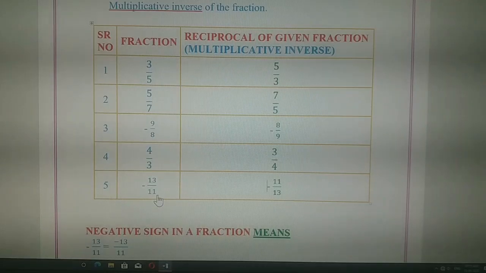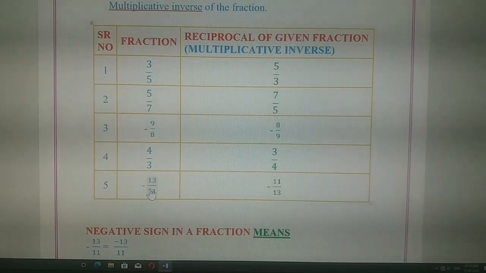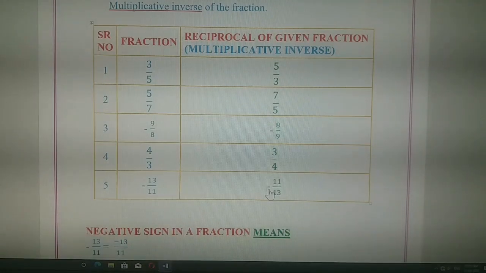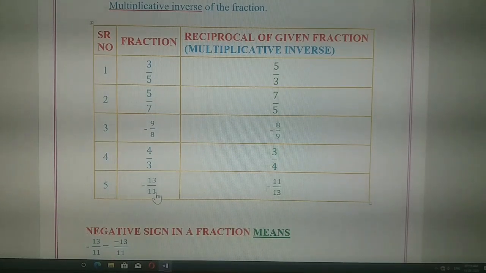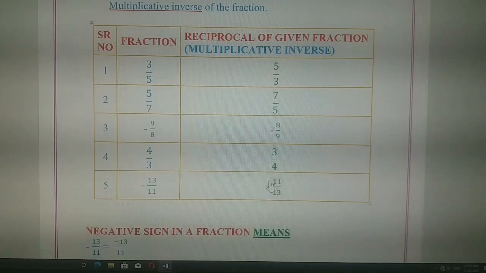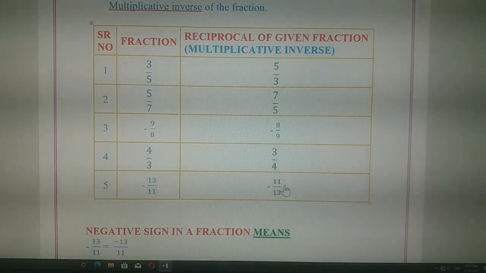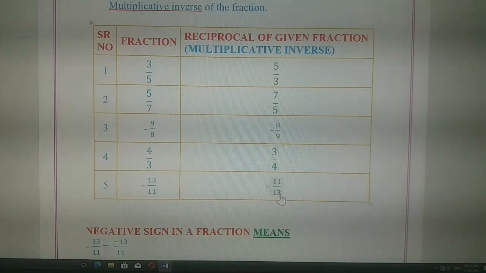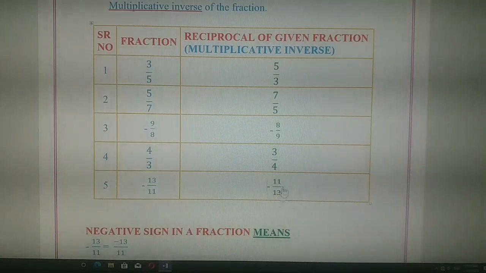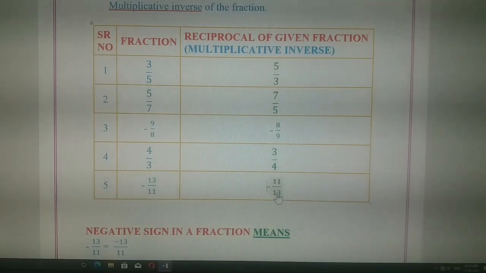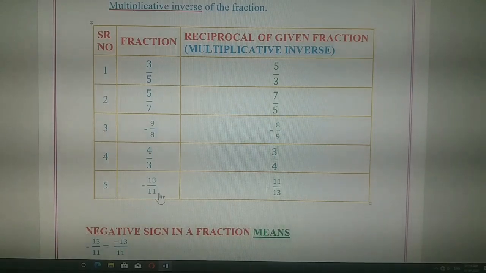The fifth example, minus 13 upon 11. Minus 13 upon 11 has a negative sign and its reciprocal will also have a negative sign. The numerator 13 will become the denominator 13 and the denominator 11 will become the numerator 11. Without changing the sign, the reciprocal is found by interchanging the numerator denominator. So the reciprocal of minus 13 upon 11 is minus 11 upon 13. Minus 11 upon 13 is also known as the multiplicative inverse of minus 13 upon 11.